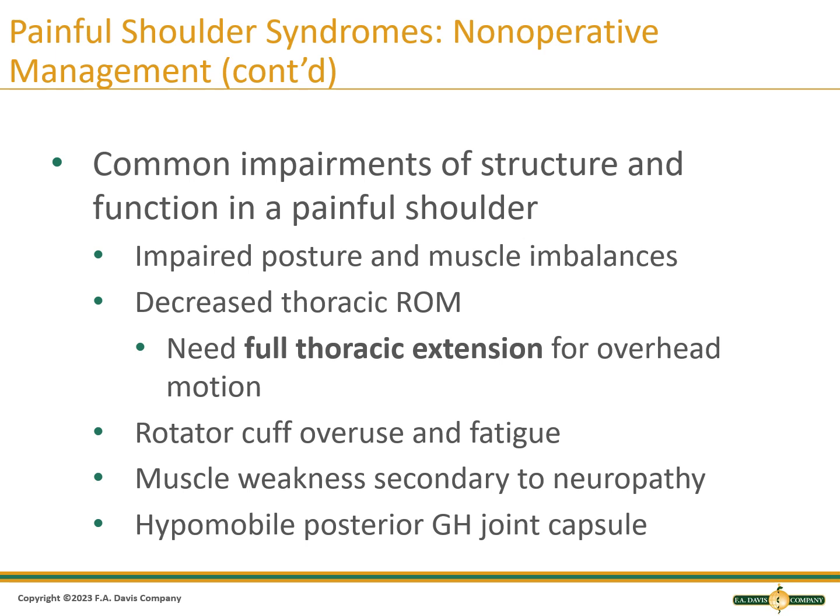Muscle weakness secondary to neuropathy, if we see impingement or compression of the nerves as a result of the inflammation associated with these disorders, that can cause further weakening of the muscles surrounding the joint. And hypomobility of the posterior glenohumeral joint capsule.